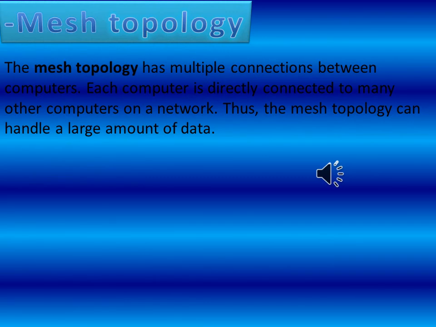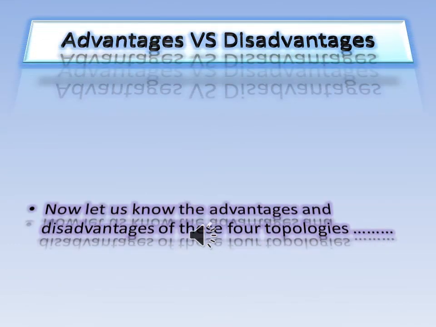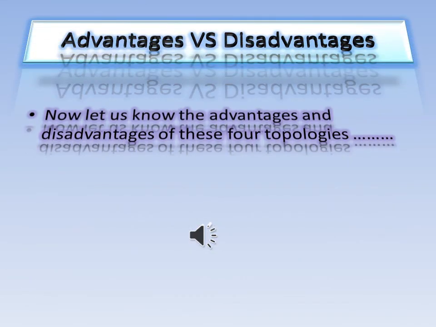The mesh topology has multiple connections between computers. Each computer is directly connected to many other computers on a network. Thus, the mesh topology can handle a large amount of data. Now let us know the advantages and disadvantages of these four topologies.